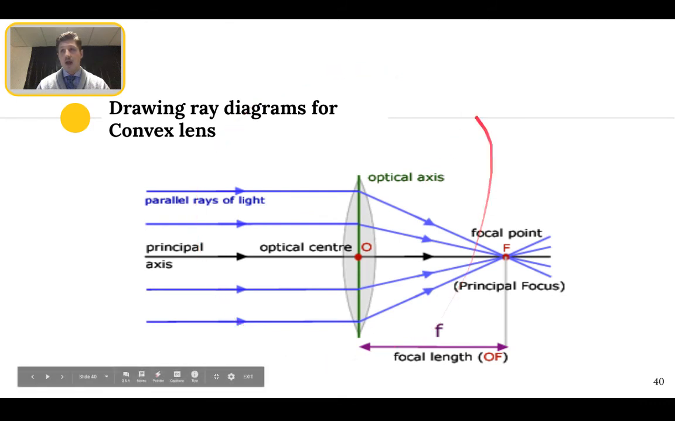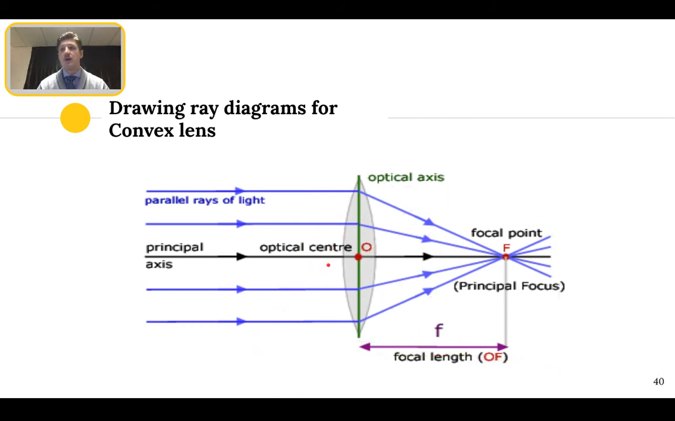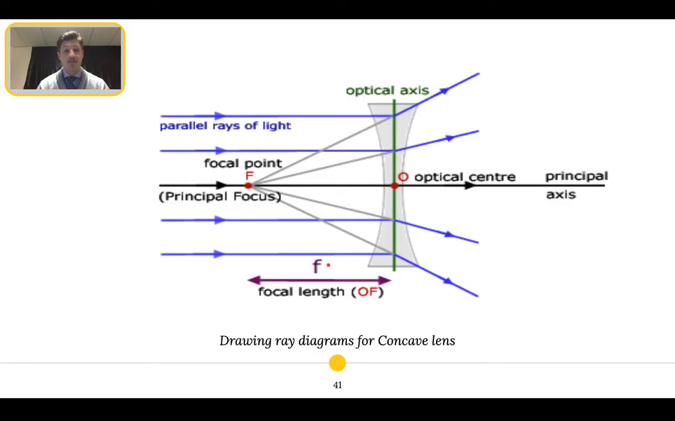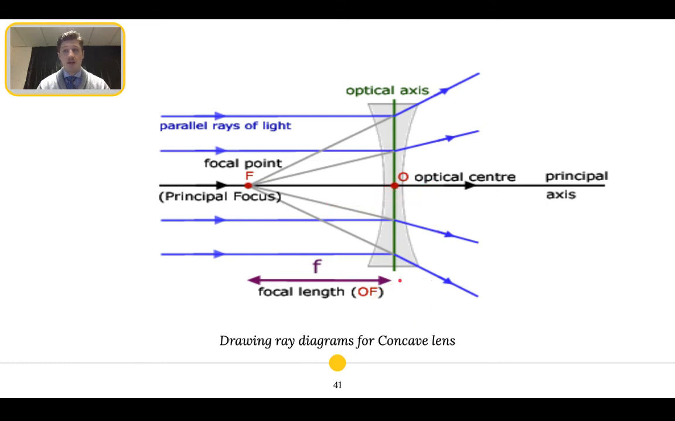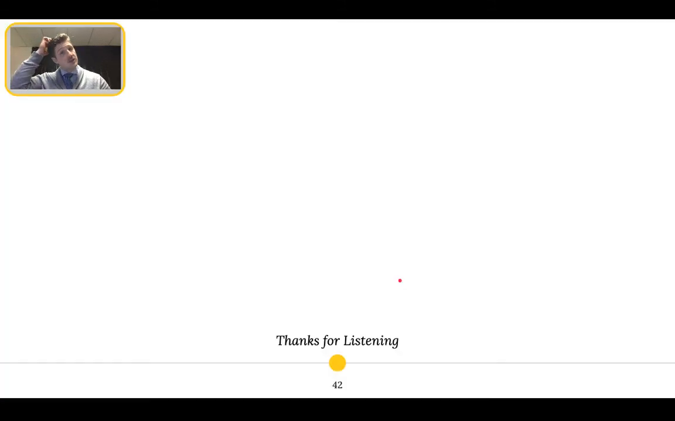Again, how to draw these, we've got extra information we can add. Focal length, not too important at junior level, but still extra information if you want to use it. Finally, here we have our optical axis and our principal focus, and we have our ray diagram of a concave lens here.